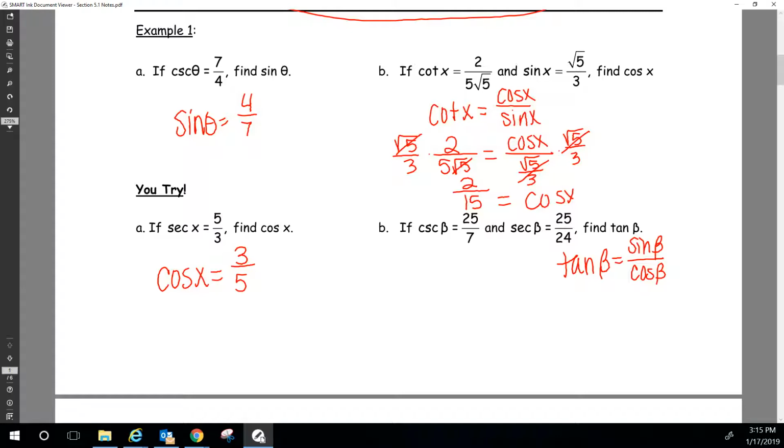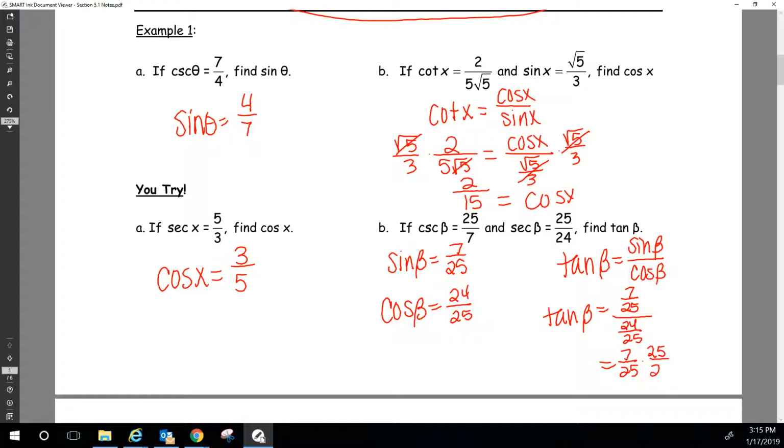But they did give us their reciprocal function. So cosecant is the reciprocal of sine. So for sine beta, I'm going to take my cosecant beta and flip it. Cosine beta is the reciprocal of secant, so I'm going to take secant beta and flip that one. So then for tangent beta, I'm going to take my sine, put it over my cosine, and do the math. So here this is 7/25 divided by this guy. I'm going to multiply by the reciprocal, and I get 7 over 24.